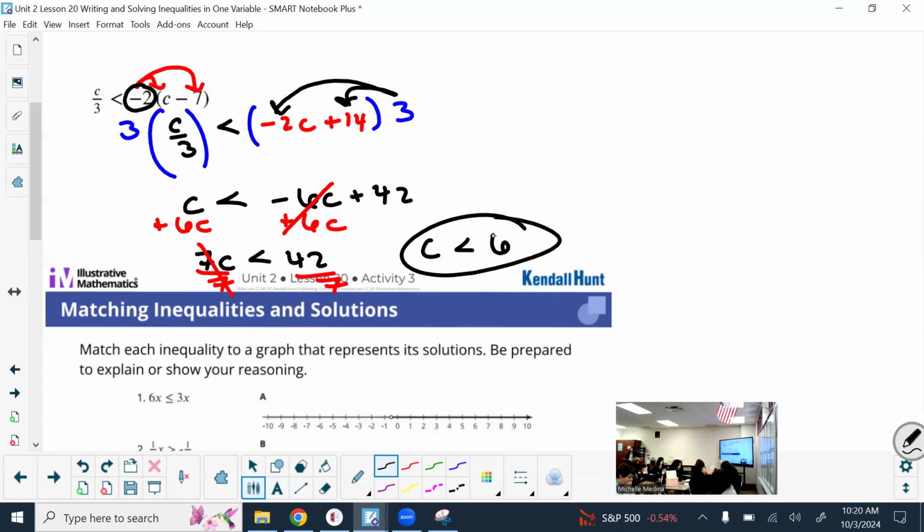Good. So I'm telling you now, you will have a problem on your unit test where you might want to break up a fraction by multiplying by the denominator. It becomes a lot easier. Questions?